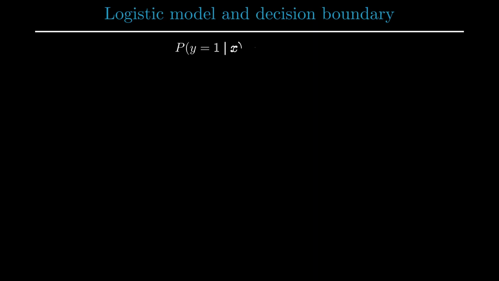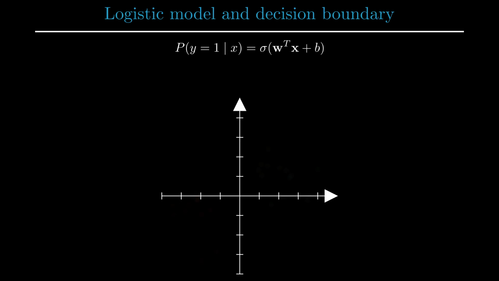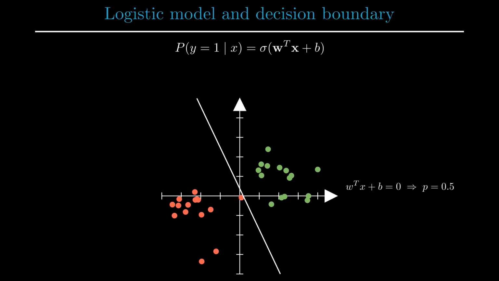Now let's put everything together. Logistic regression maps a linear score to a probability using the sigmoid. That linear score defines a straight line in feature space. Where that score is 0 on the line, the model is exactly uncertain, a 50-50 probability. Each side of the line corresponds to a different predicted class.